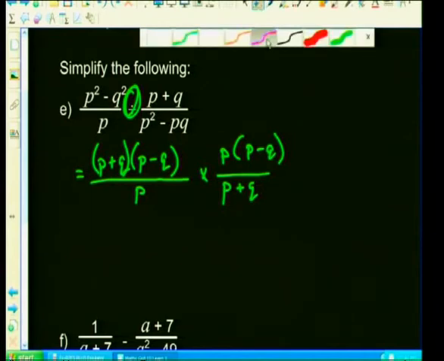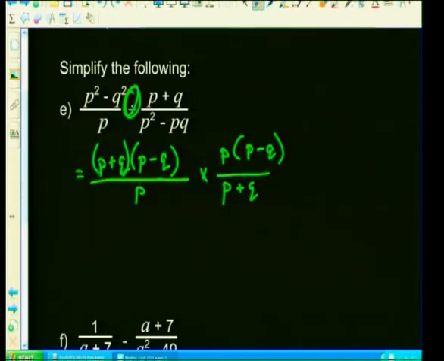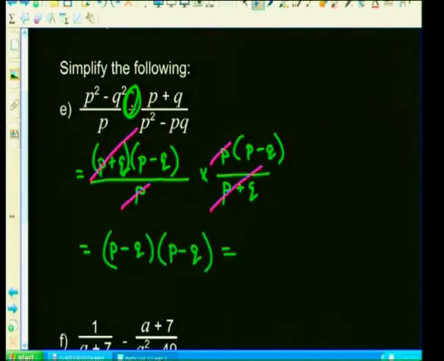Well, what can fly away? That factor and that factor can fly away. That p and that p can fly away. And what am I left with? I'm left with a p minus q and a p minus q. Oh my goodness! A p minus q all squared. The best way of writing our answer. Just to reiterate, factorize fractions fully first before further work, and only factors can fly. Let's do another question.